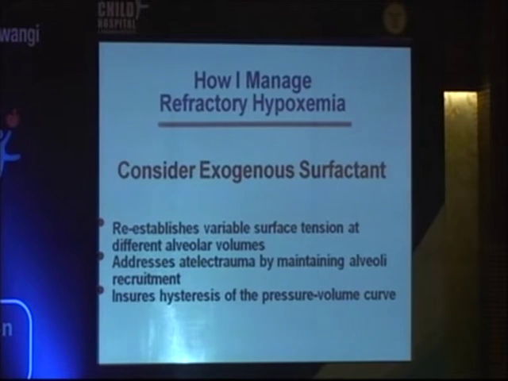For the lung that is refractory with atelectasis, we can consider providing exogenous surfactant just like we do for neonates. I would have to say that the evidence that this improves long-term outcomes is meager at best, although there's been a couple pediatric studies. But short-term, it does improve alveolar recruitment and oxygenation.